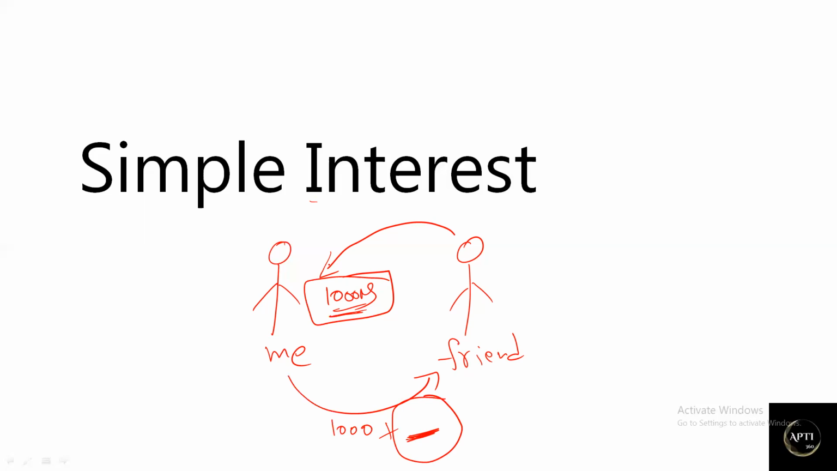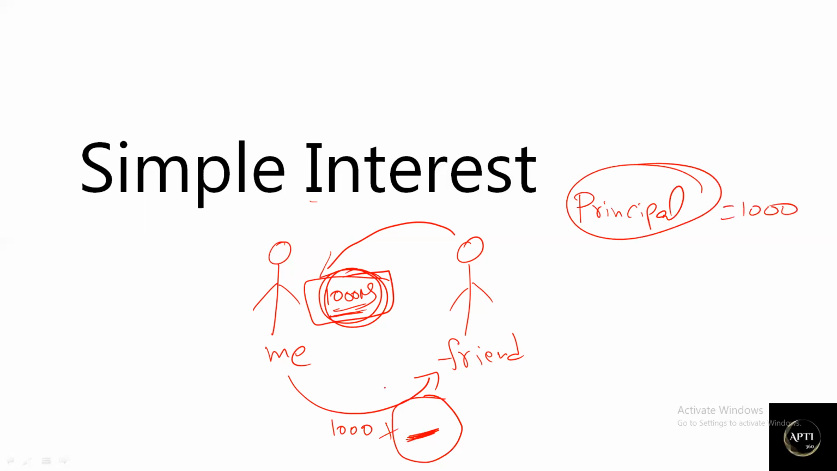Initially I borrowed 1,000 rupees from my friend. In this topic, that 1,000 rupees we can call the principal amount. Now I'm returning the principal amount plus that extra amount, which we call interest. The extra amount other than the principal is nothing but interest. I hope you are all clear with these two terminologies.